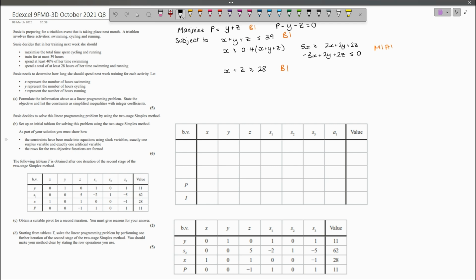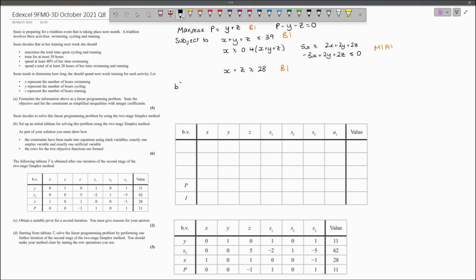Susie decides to solve this linear programming problem by using the 2-stage simplex method. We want to set up an initial tableau for solving this problem using the two-stage simplex method. We want to show how the constraints are being made into equations using slack variables, exactly one surplus variable, and exactly one artificial variable. And we want to show the rows where two objective functions and how they're formed. We've already shown how the row for the profit or the P objective row has been formed, but we do have another one because we're using the two-stage simplex method.